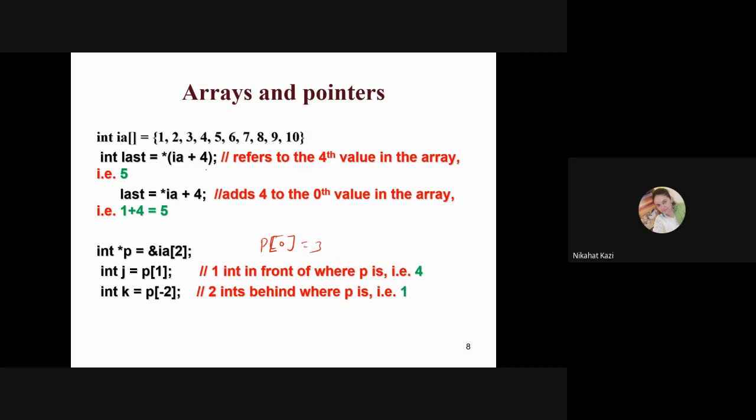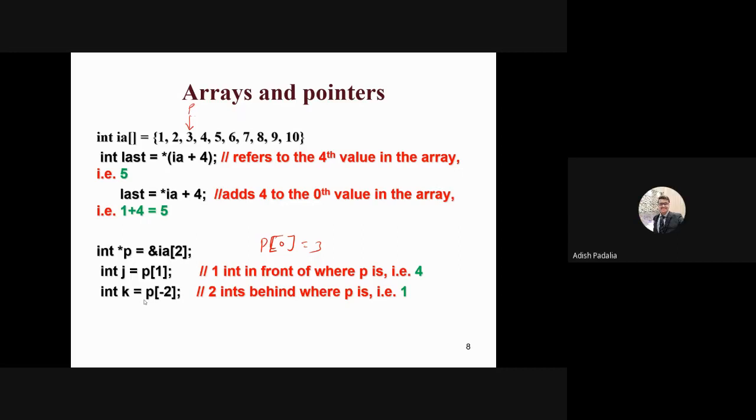P of 1 will be one location ahead of this. P is here actually, so P of 0 is this. P of 1 is one location ahead of this, that is 4. Are you getting it? P of 1 is 4. And what is P of minus 2? I can write this negative number here. So P of minus 2 is nothing but 2 integers behind where P is. That is 1. Okay, so all these expressions are valid in the context of this array IA. Are you getting it?